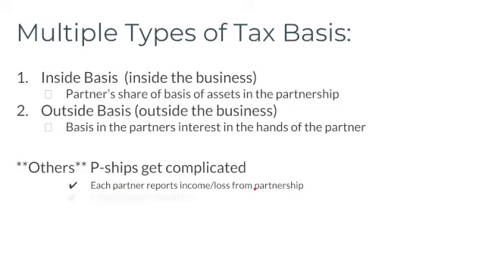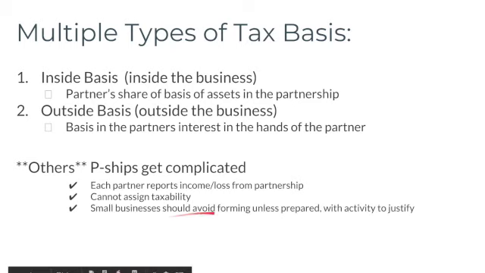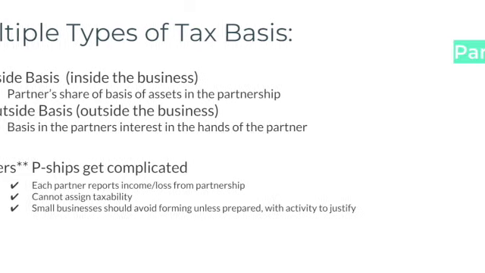Each partner reports income or loss from the partnership. They cannot assign taxability. They can't say, oh, I'm a 50% partner, but I'm not going to pay tax on the share because I didn't take any money. It doesn't work that way. Small businesses should avoid forming a partnership unless they're prepared and have activity to justify the additional resources that they need to handle the partnership properly, right? You're taking a whole class to learn this, and many people try to do this stuff themselves.